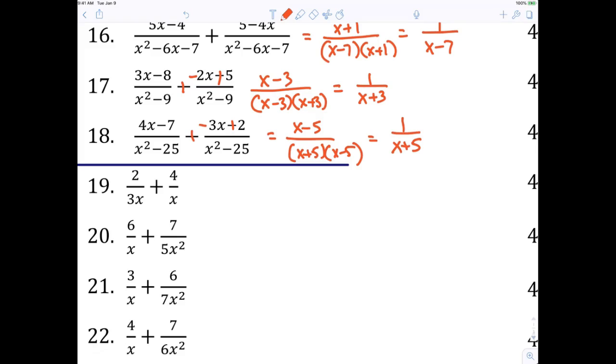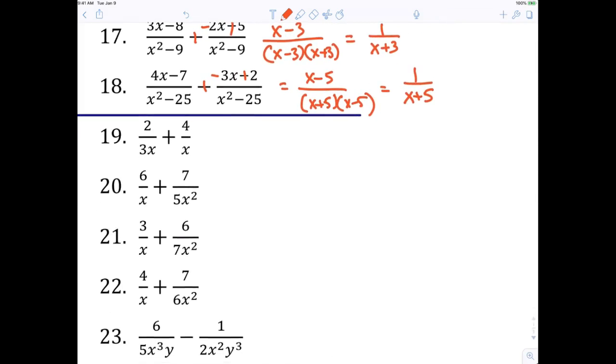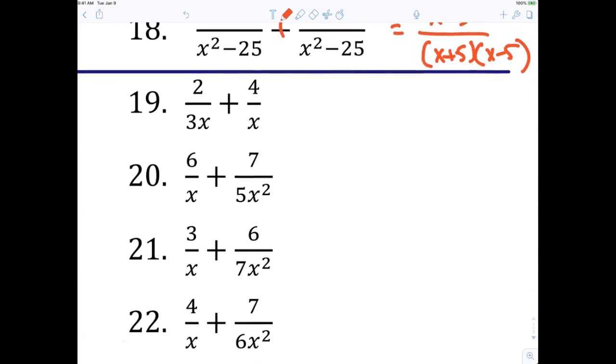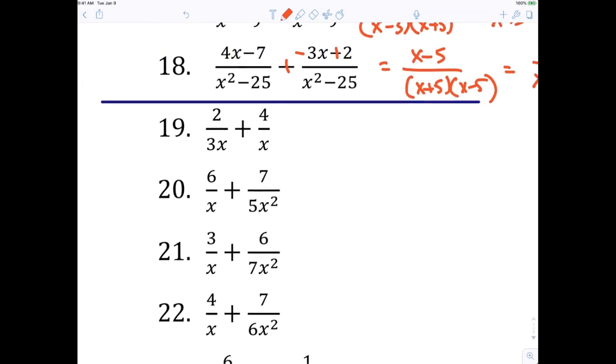Any issues? Feeling good about that, right? All right, now we'll just work a little bit more. All right, so what's the problem now with 19? Tell me. Yeah, we don't have a common denominator. All right, so now I want someone to tell me what the common denominator is.